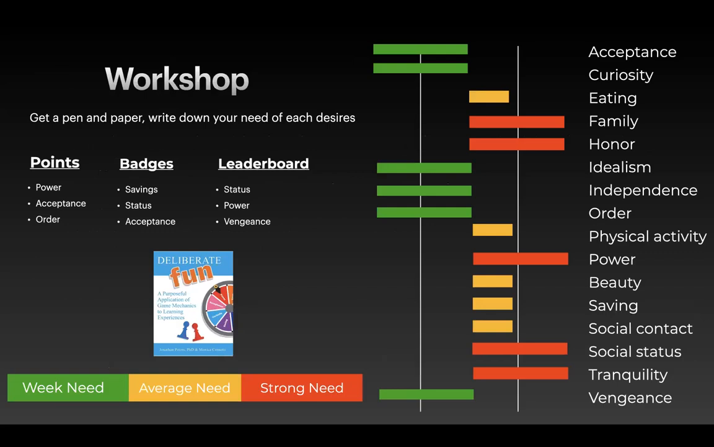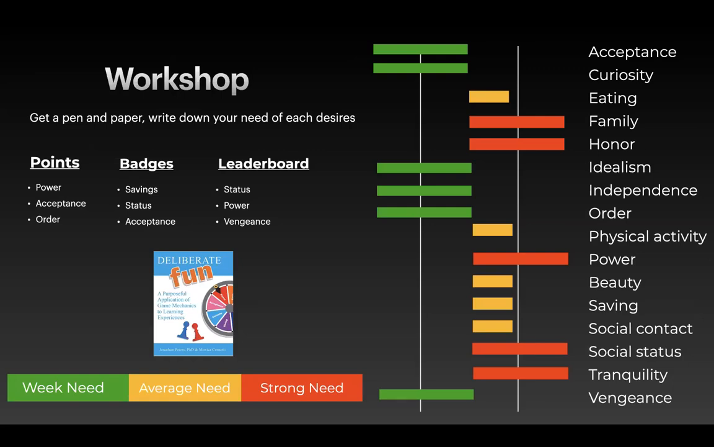So this book, Deliberate Fun, is talking about how important different personalities are, like what types of game mechanics attract what types of people. You can get a pen and paper and write down your need for each desire. And if you are interested in diving more, you can purchase this book.